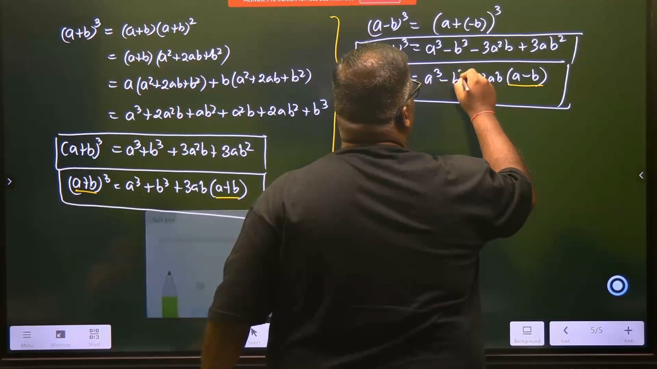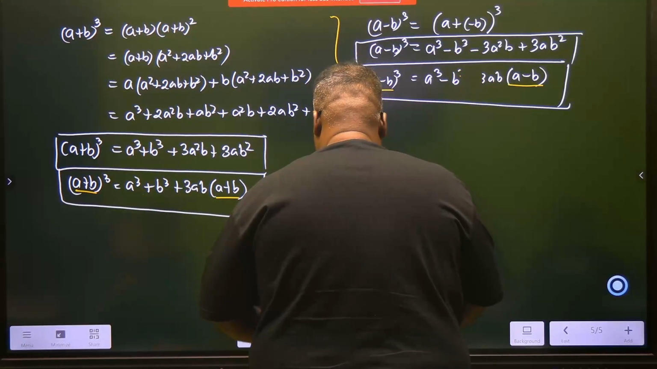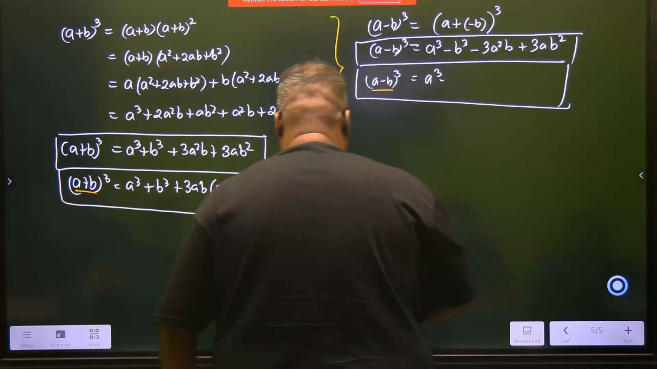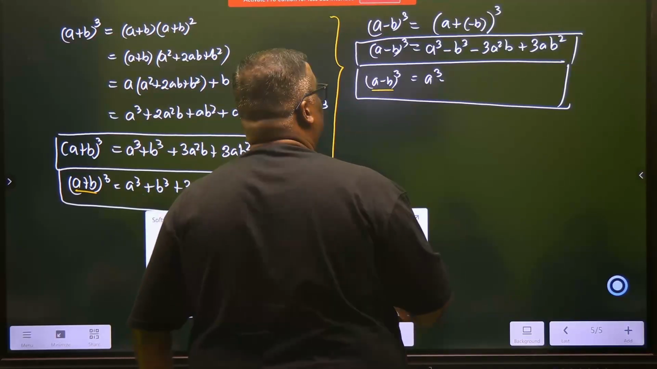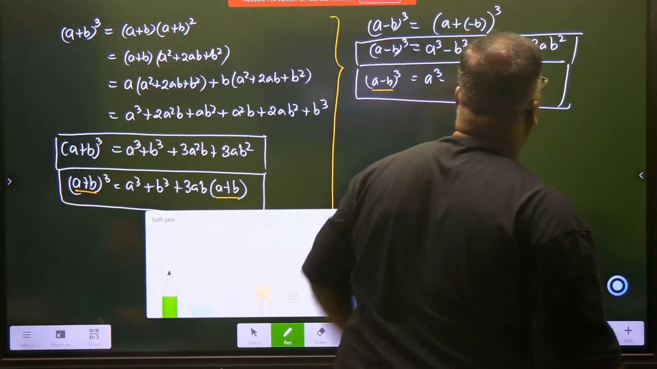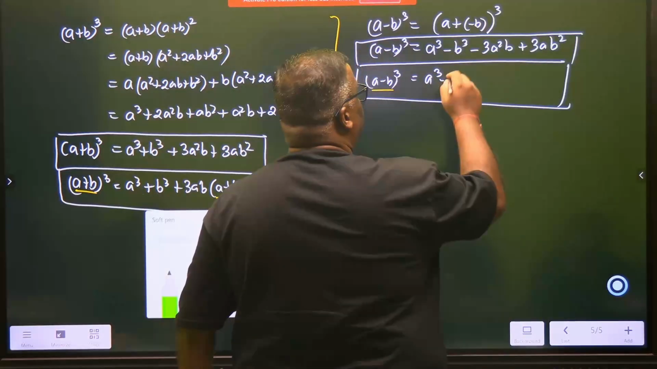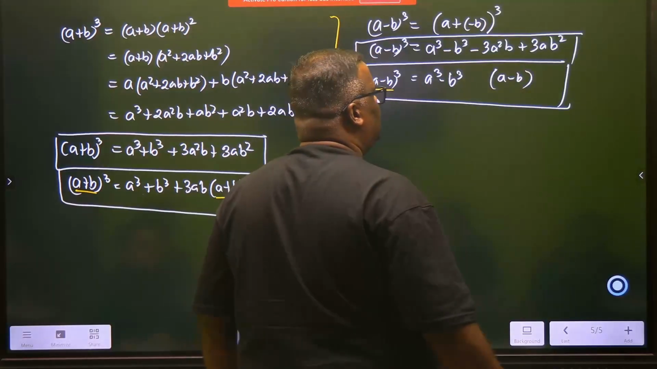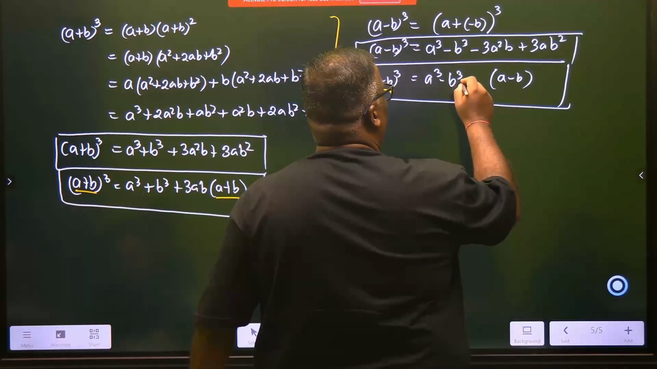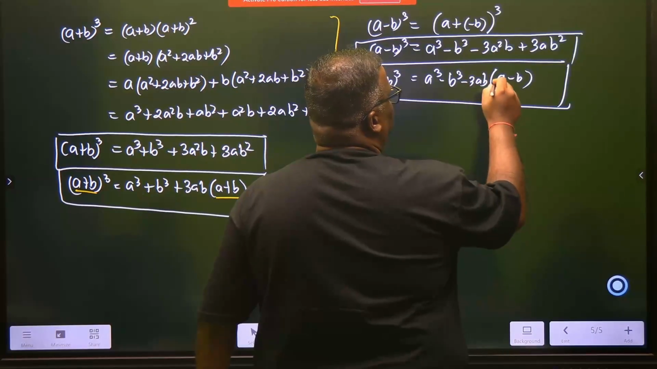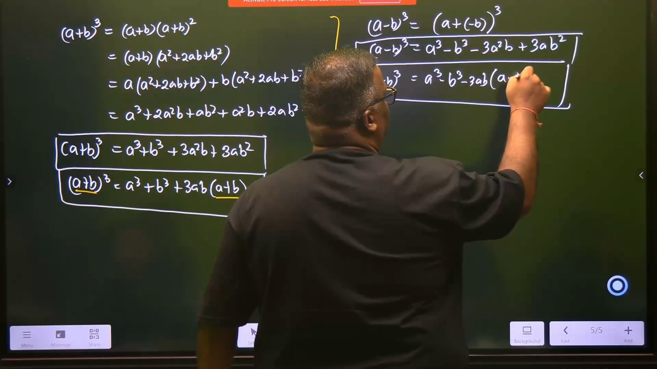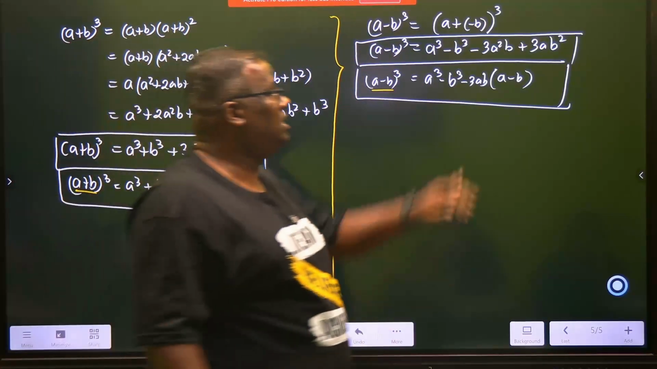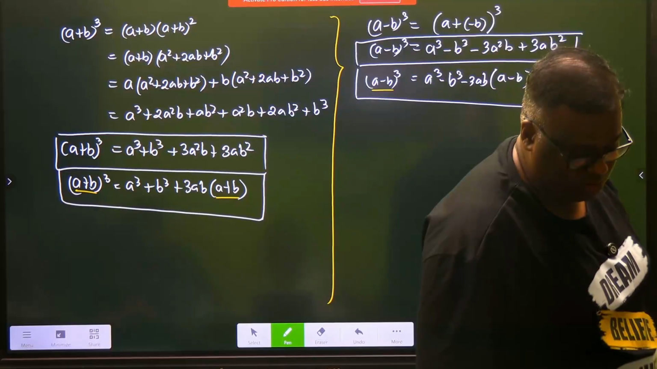A cube minus b cube. One minute. Yeah, a cube minus b cube minus 3a square b plus 3ab square. So this becomes a cube minus b cube. So here we will maintain a minus b. So we want a minus 3ab, so we'll take a minus 3ab. So minus 3a square b and plus 3ab square. Yes. I would suggest keep the top one always as your memory.